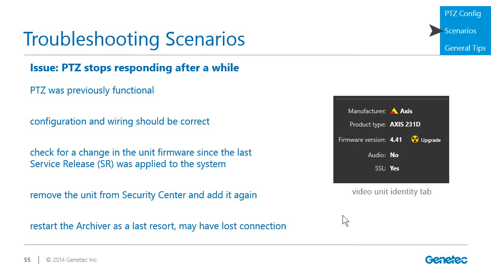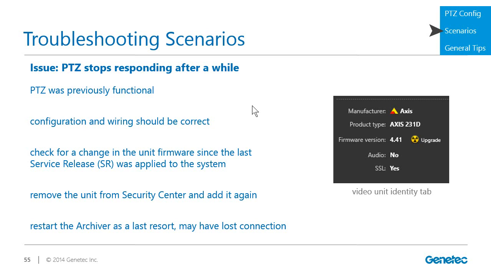Okay, let's take a look at a case where the PTZ has been functional, but it stops working after a while. Now, I know the wiring and the protocol and everything like that is set up correctly, in this case at least, so we don't have to start looking at that. Sometimes we may have a case where the archiver loses connection with the PTZ component. Restarting the archiver might help, but the first thing to check is the firmware on the unit. This may have been tested and upgraded on a recent service release, so take a look and see if there may be a slight change in the firmware that's causing the confusion.